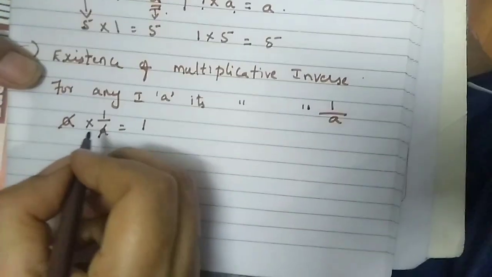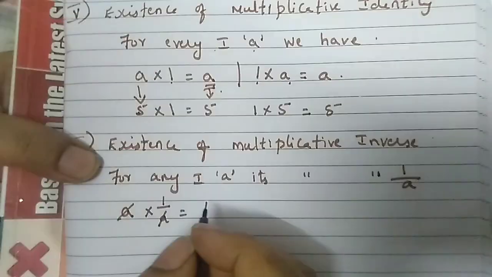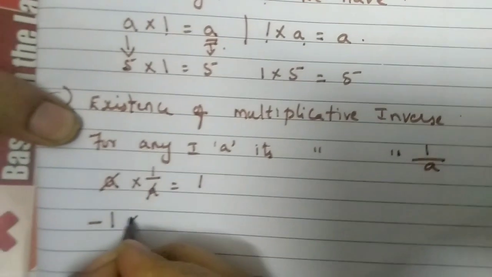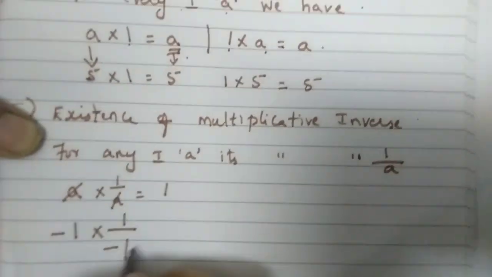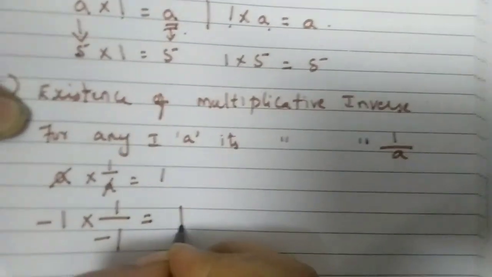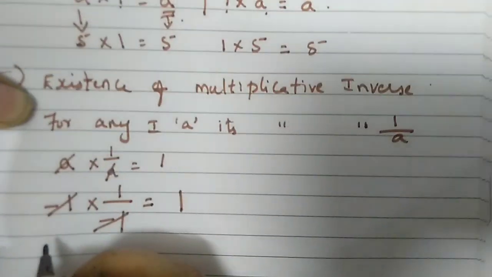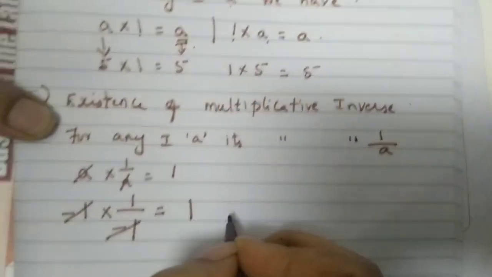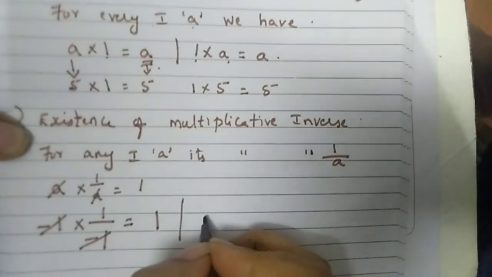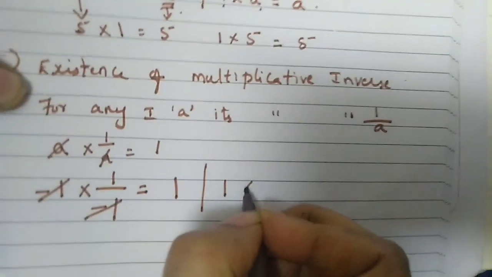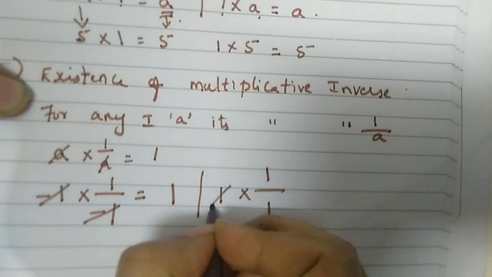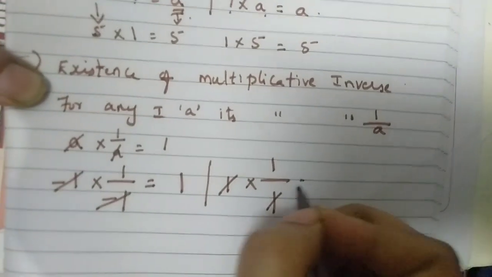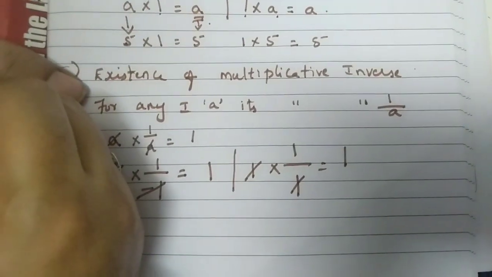Let's use one example. For example, minus 1 into 1 divided by minus 1 always gives you 1 only, because minus 1 and minus 1 get cancelled, and what remains is 1. Or if you're taking positive numbers, let's say 1 into 1 divided by 1, so this number and this number get cancelled, and what remains is 1.